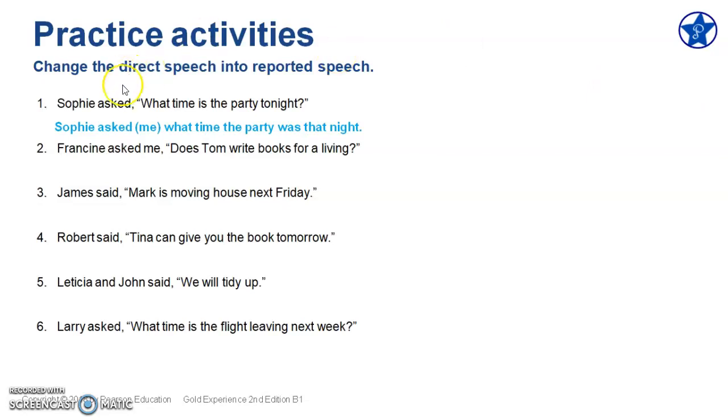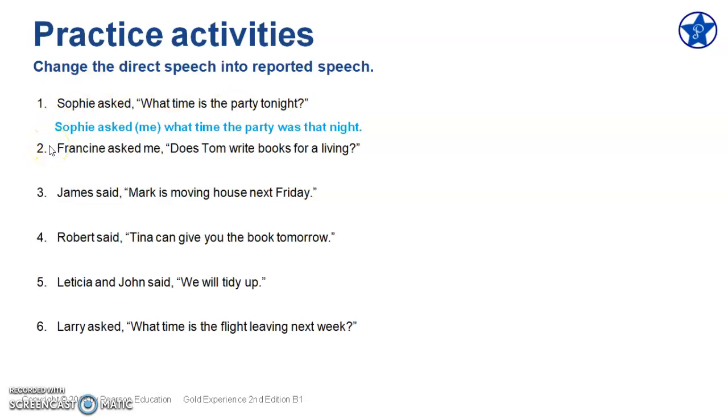As you see, we can add me here. What time, question word, remains in the same place. The party was tonight, subject, verb. And here we've got the time expression. Now how about number 2?